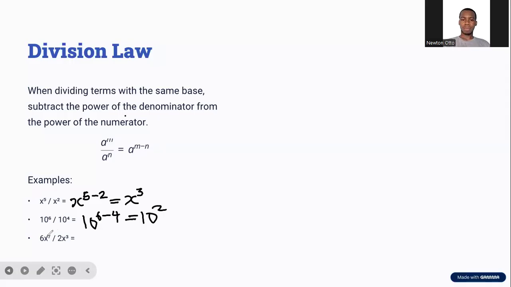So the final question, we have 6x raised to power 7 divided by 2x raised to power 3. To solve it very easily, you just focus on what? Either you see it like this, or you see it like this: 6x raised to power 7 divided by 2x raised to power 3.